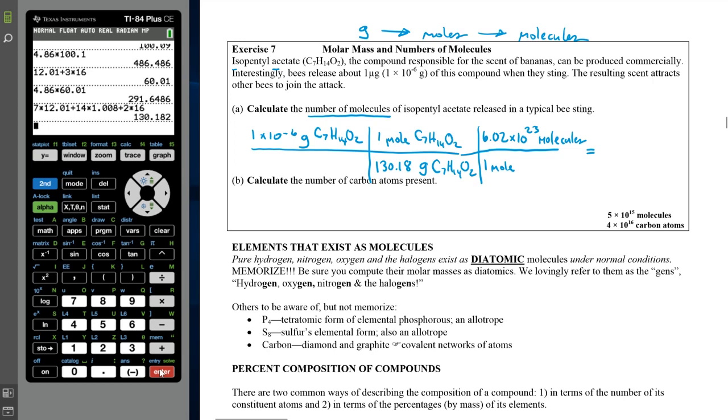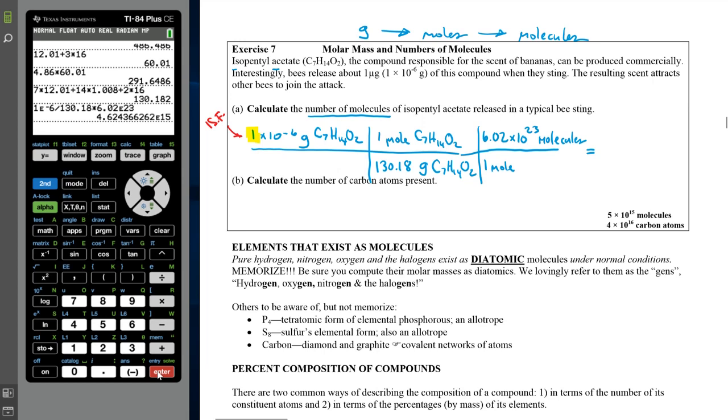So go to the calculator. 1 times 10 to the negative 6 times 1 divided by 130.18 times 6.02 times 10 to the 23rd. And my answer here comes out to be 4.6 times 10 to the 15th. Now notice, the original value that they gave us here was 1 times 10 to the negative 6. Because that 1 has only one significant figure, that's really poor. It's really rounded off. It's really, really not precise. And so for that reason, our answer can't be more precise than that.